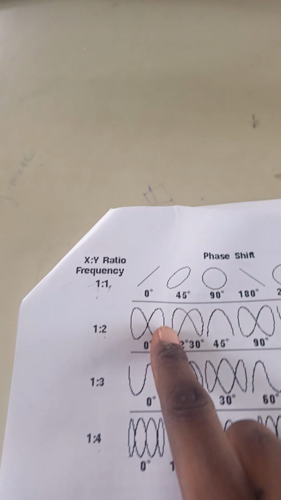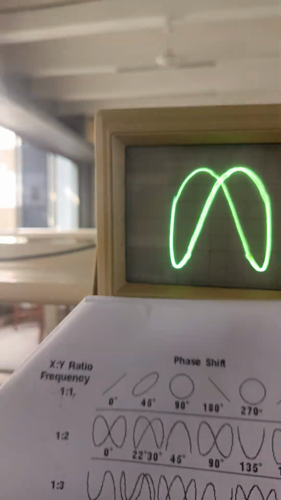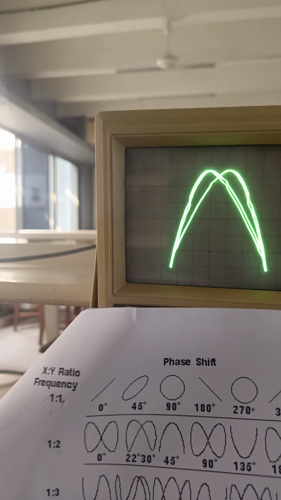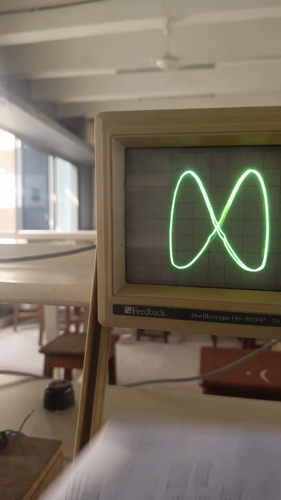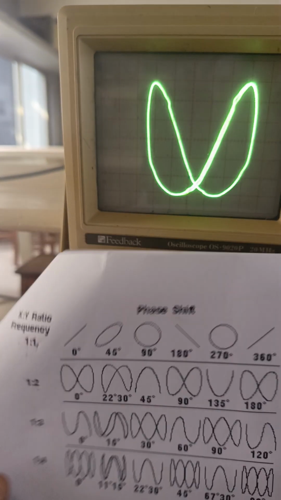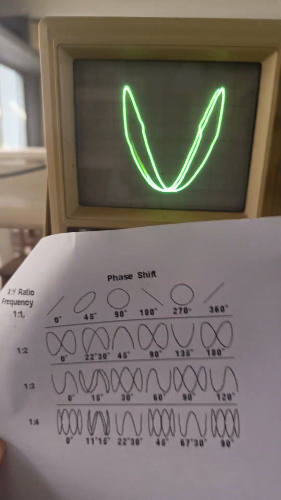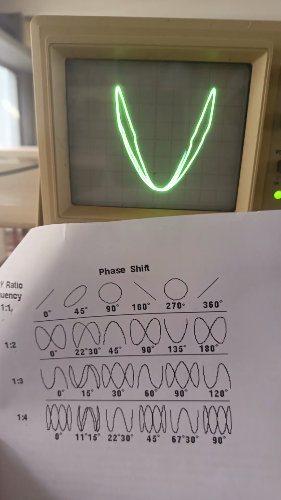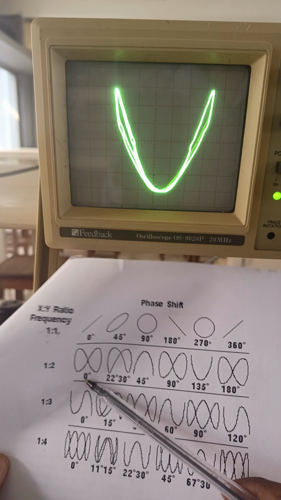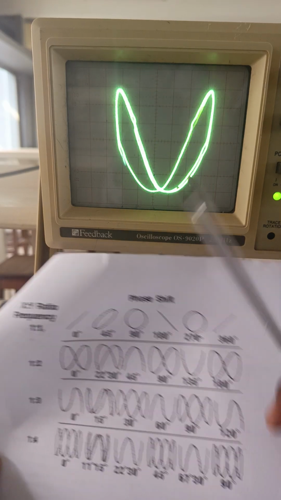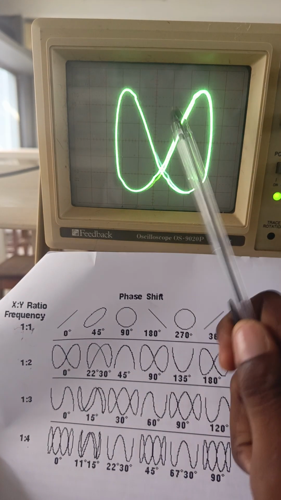So you realize that it resembles what we are seeing here. Let's do the comparison. So this is what we are seeing now. You can see that it resembles all this. All these figures are being generated on the screen now.